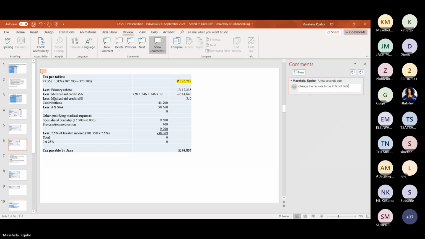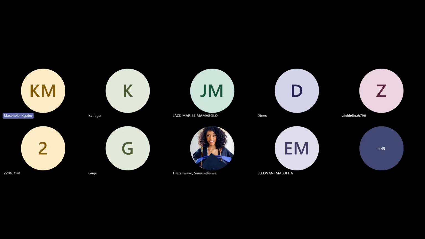Then let's look at the primary rebate. Look at this, guys. That's why I was saying it is very important to know the age of the years of an individual.